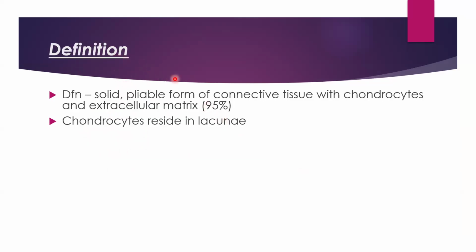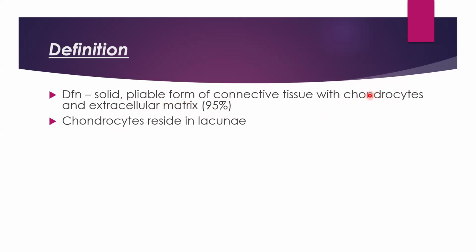So what is a cartilage? A cartilage is a solid, pliable form of connective tissue. Remember, a cartilage is a connective tissue. It's a specialized connective tissue with chondrocytes and extracellular matrix. And remember, you won't have only chondrocytes alone. You will also have some other cell types. You'll have fibroblasts, you'll have chondroclasts, you'll have chondrocytes themselves. And in addition to that, you'll have this extracellular matrix, which will have fibers, and it will also have some other multi-adhesive proteins that we talk about.